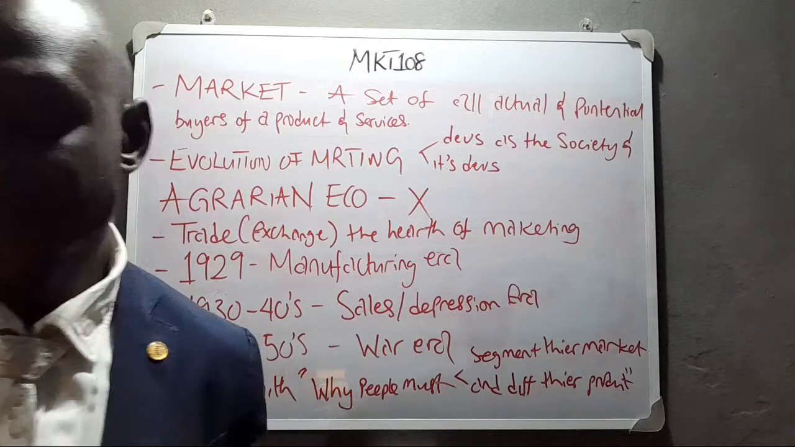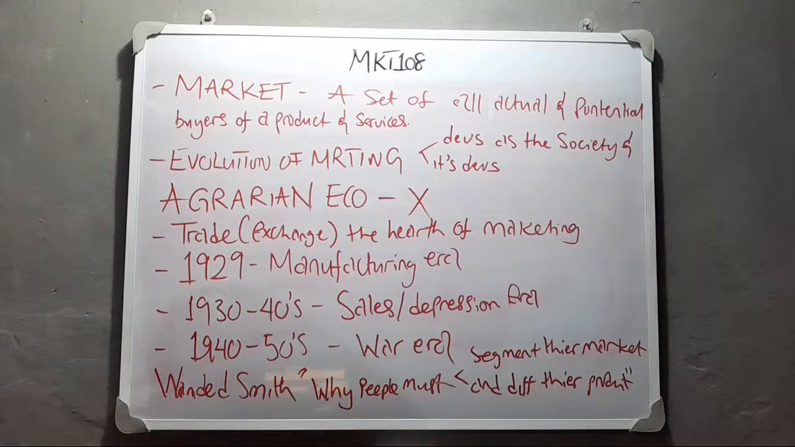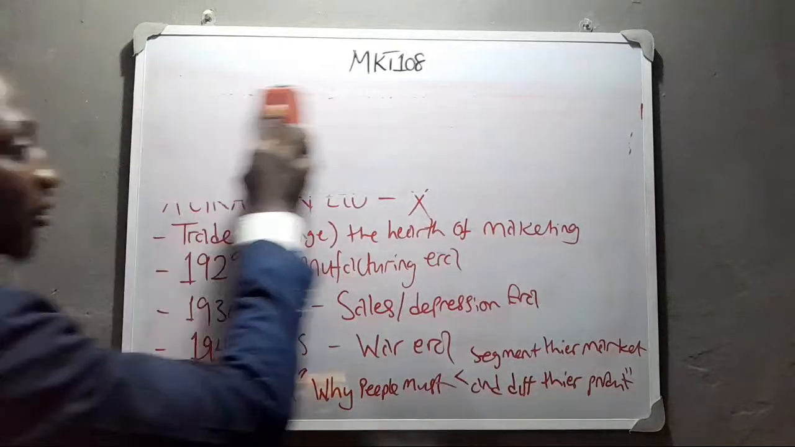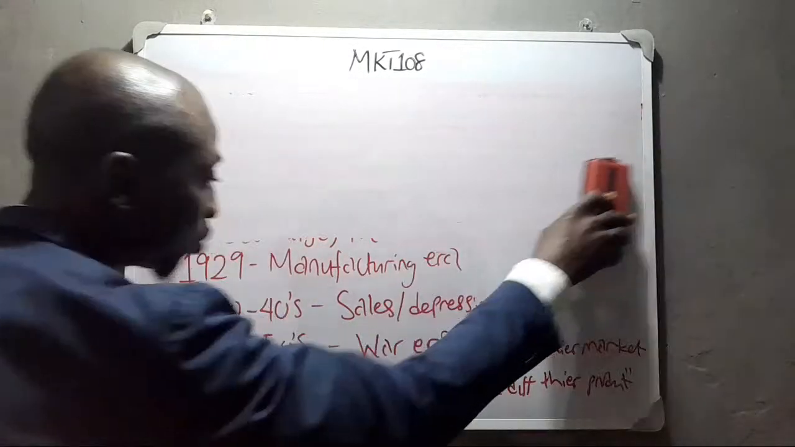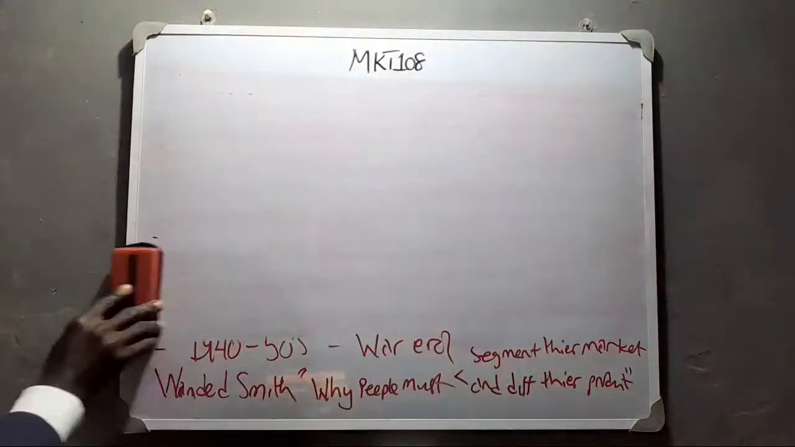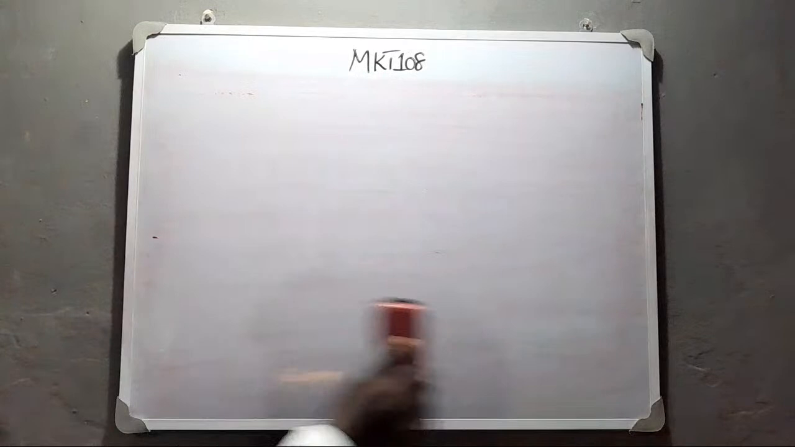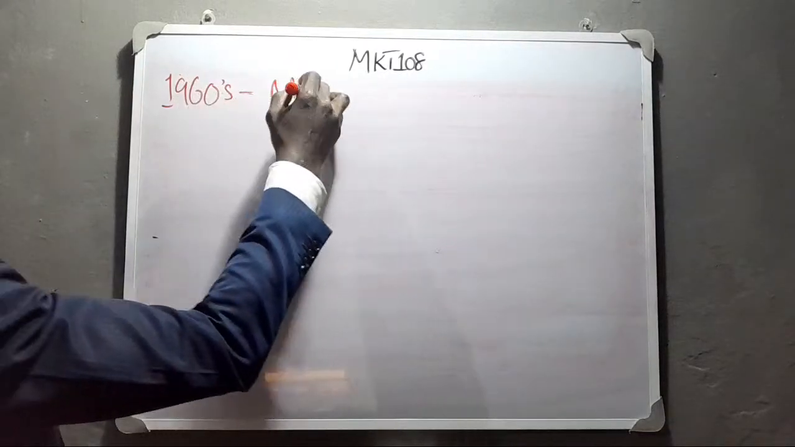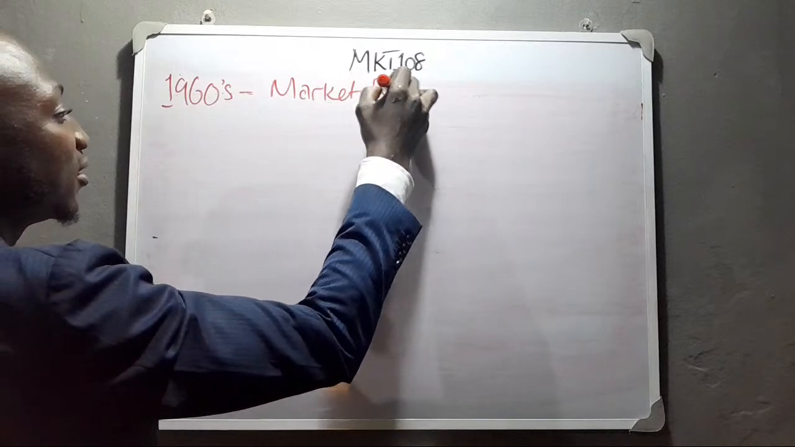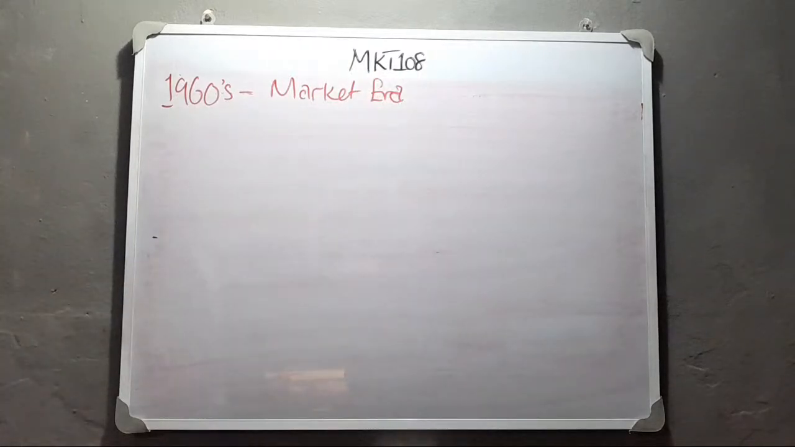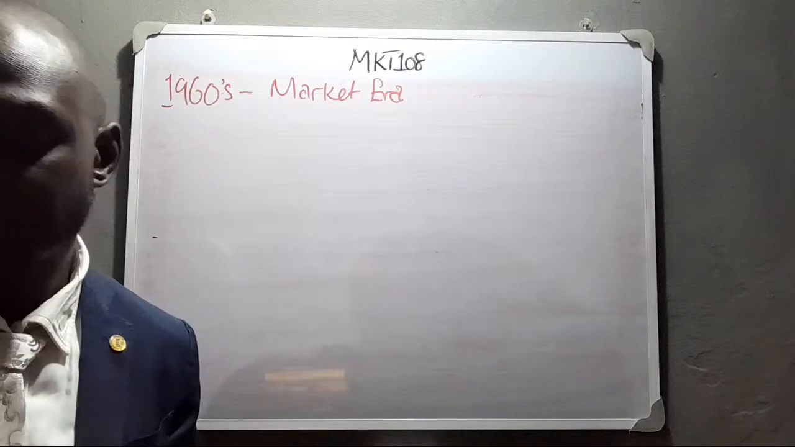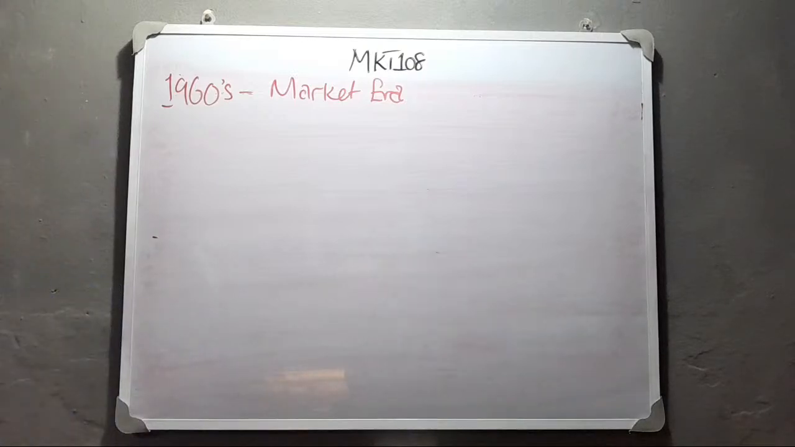Now, in 1960, that is the marketing control era. Marketing control era. We are going to finish unit 1 this evening. In our next class, we are starting from unit 2. So in 1960, that was the marketing era, a period where the marketing department became well known in USA.